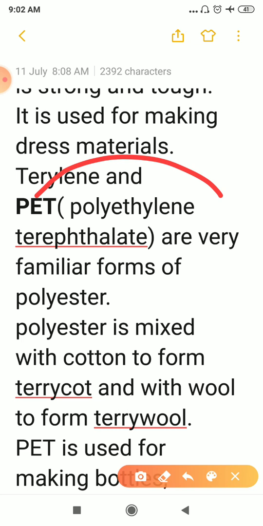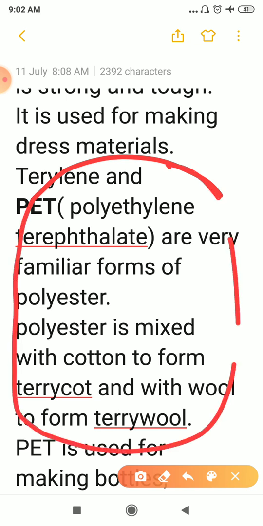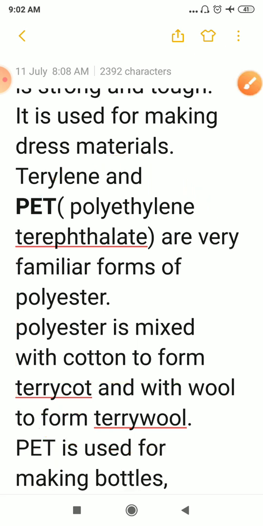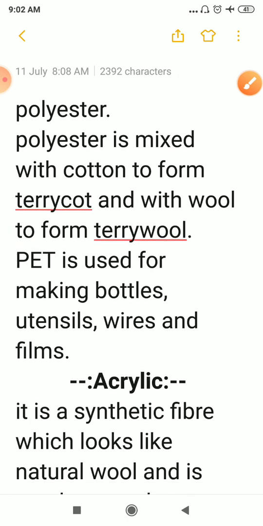Here you will find polyester is mixed with cotton to form terrycot and with wool to form terry wool. Terylene is used in making carpets and sailboats.